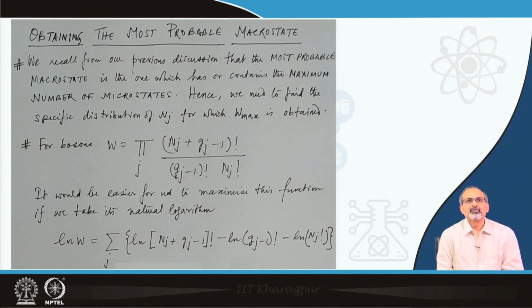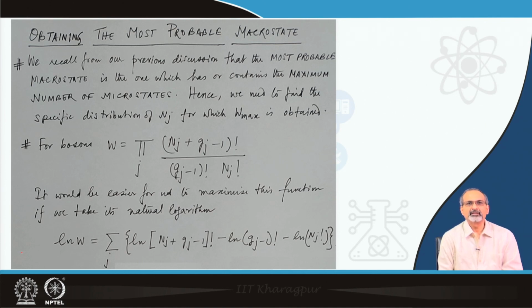So, to begin with, we would like to obtain the most probable macrostate, and we recall some of the discussion that we had in the previous 2 lectures. In those lectures we discussed what a macrostate and a microstate are, and that in a given macrostate you can have a large number of microstates. We have constructed such diagrams and shown how it can be done, and now we are going to move towards finding that most probable macrostate in which the maximum number of microstates exist.